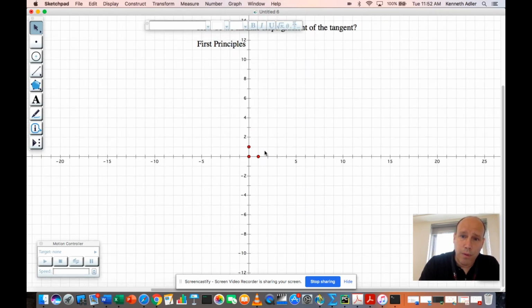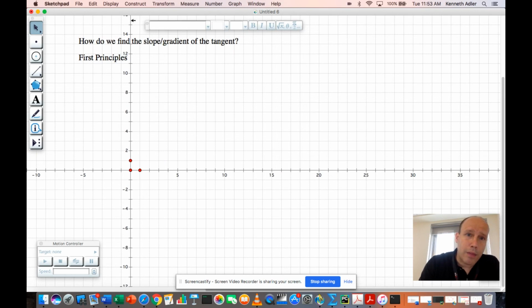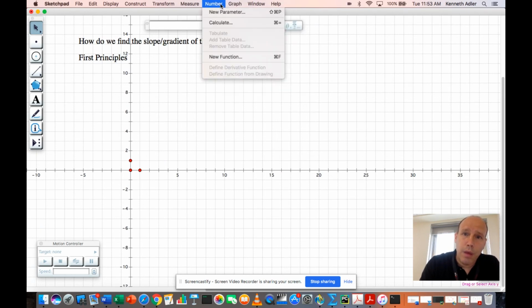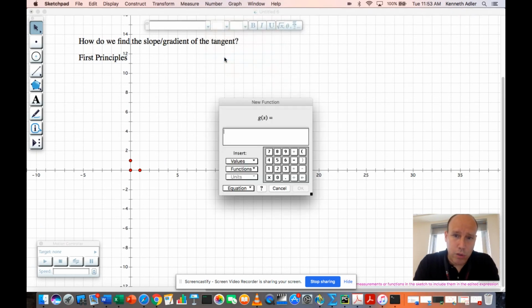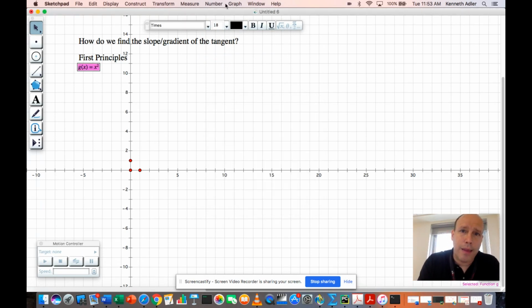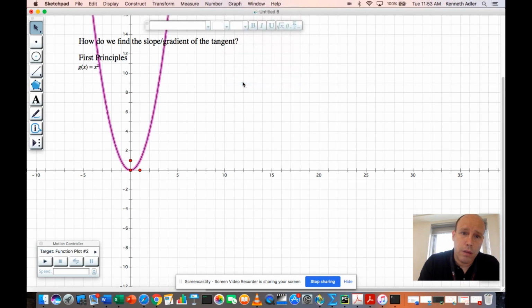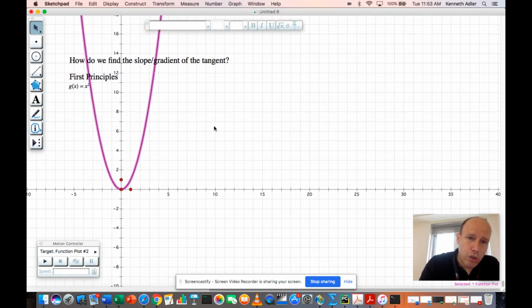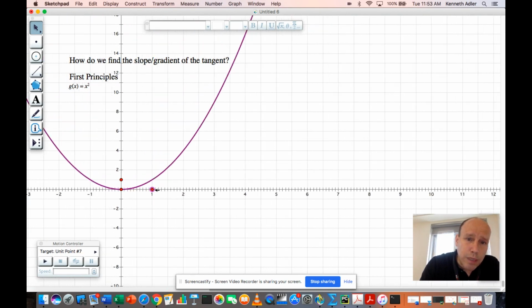Let's move it over, and let's put the function back in. It was y equals x squared. It could be any function, but we're going to put our x squared back in. Let's plot the function, and let's zoom in a little bit. Let's see what's going on. What did we do? So let's zoom in.